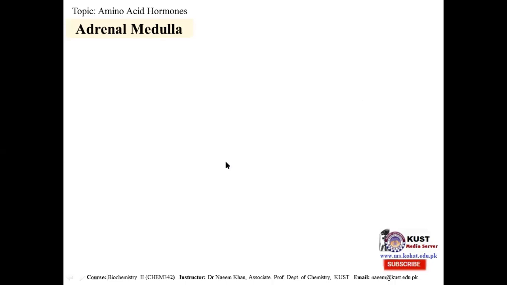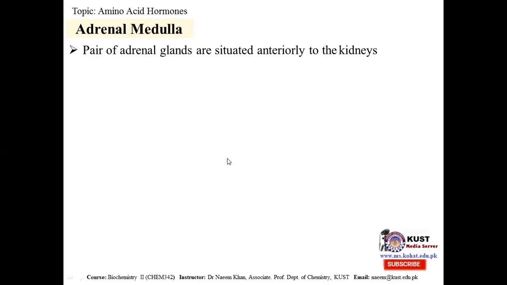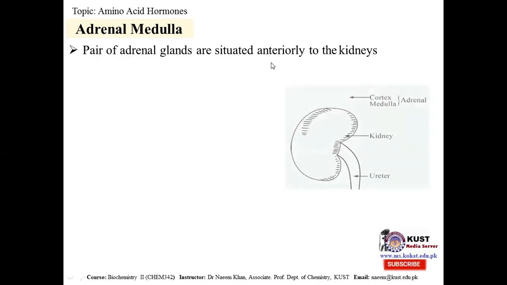Coming to the next gland, this gland is the adrenal medulla, and it also produces hormones that come into the category of amino acid derivative hormones. We know that a pair of adrenal glands is situated anterior to the kidneys. This is a kidney structure having a ureter, and the adrenal gland is somewhere here on the anterior side, linked here.